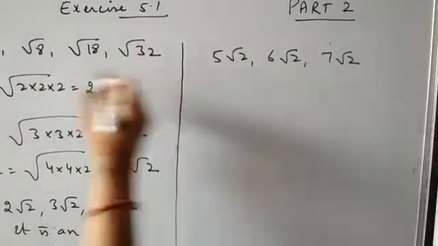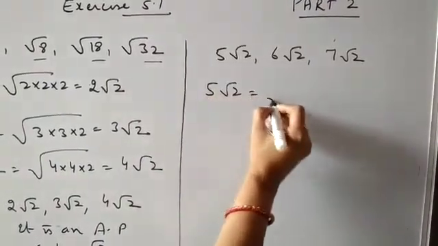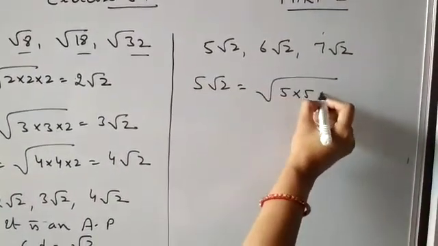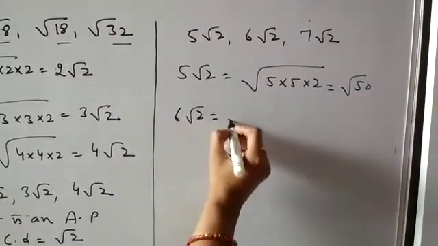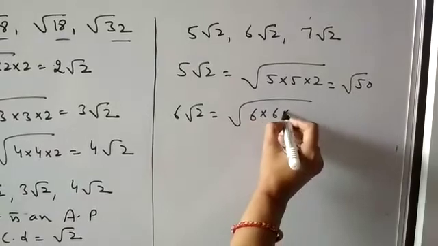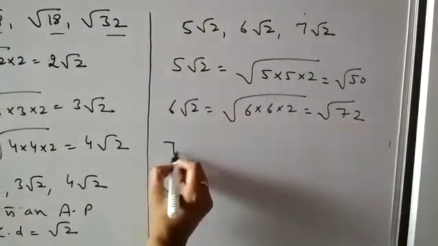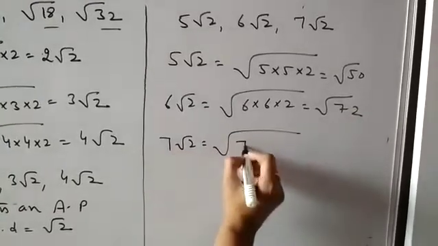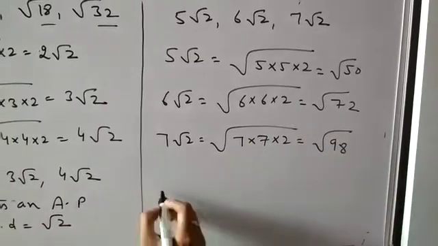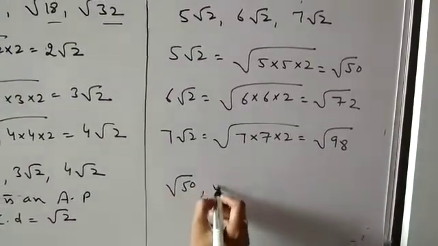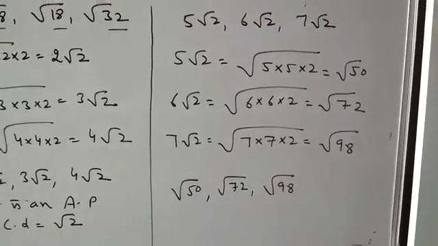But our answer should be in this form. So 5 root 2 can be written as root 50, 6 root 2 can be written as root 72 and 7 root 2 can be written as root 98. So what are the next three terms? Root 50, root 72, root 98.